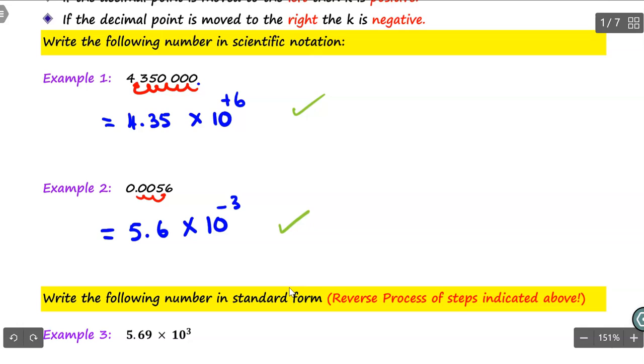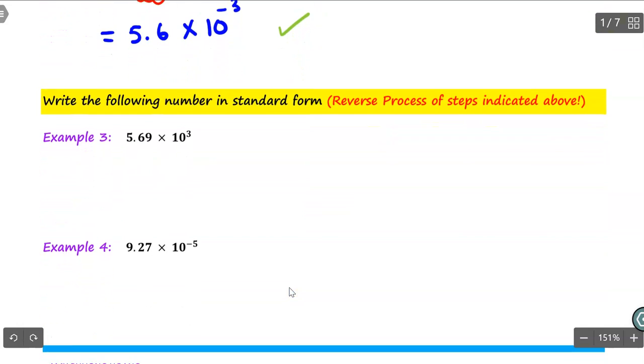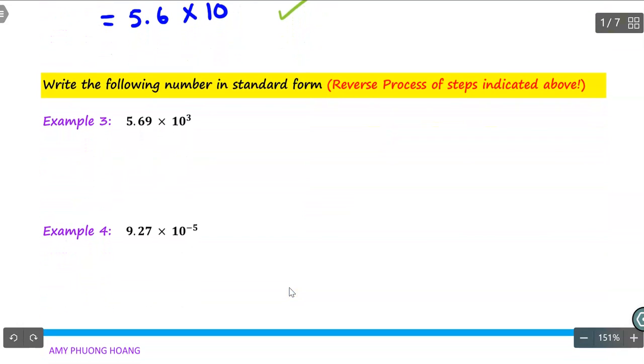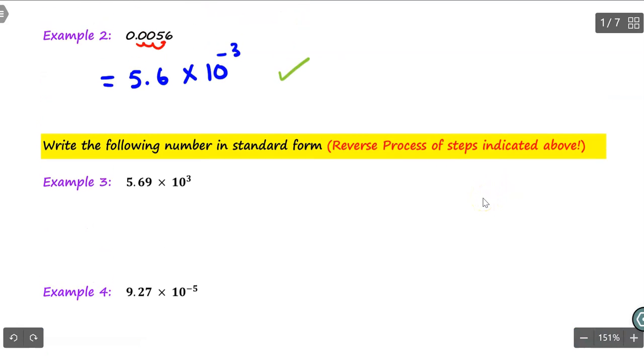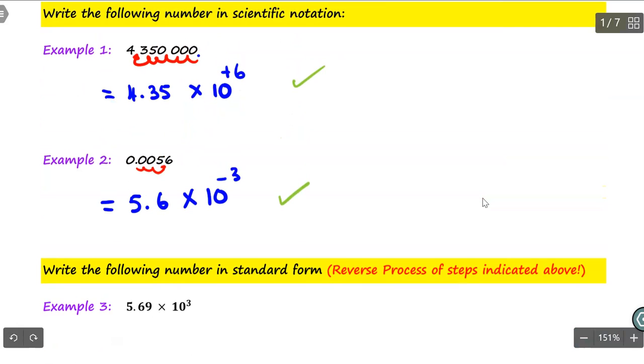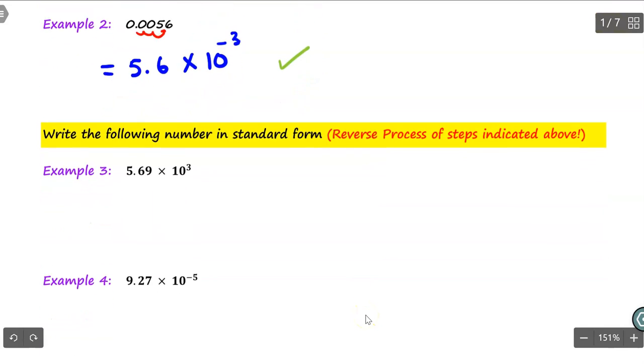Okay. Now, what about doing the reverse? I have a number in scientific notation, and I have to write it back in standard form. Standard form is just the normal decimal notation. So that means I don't have 10 to the exponent right here. You have to get rid of the 10 to the exponent.